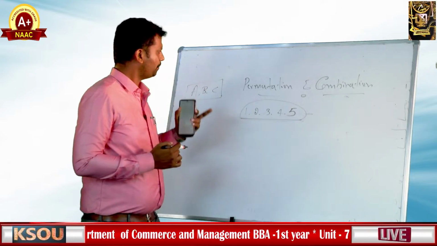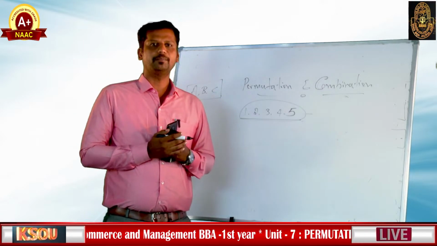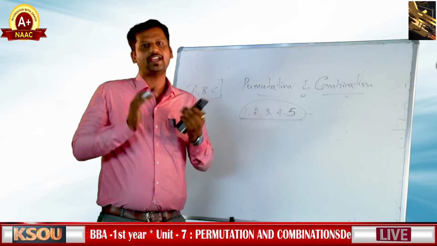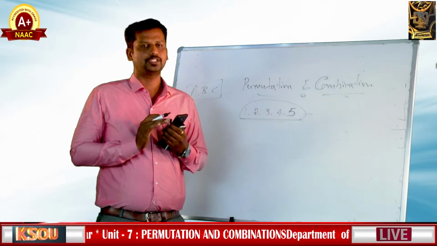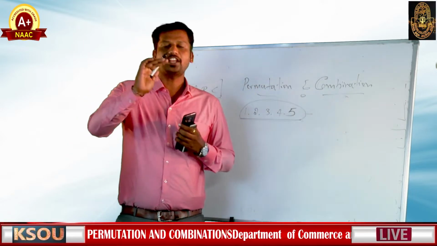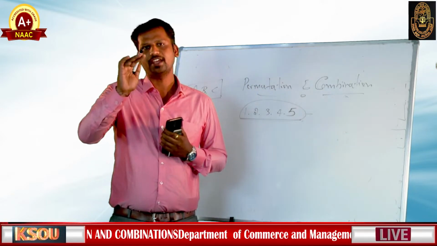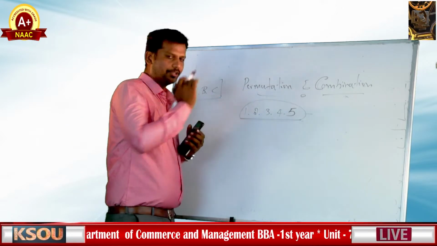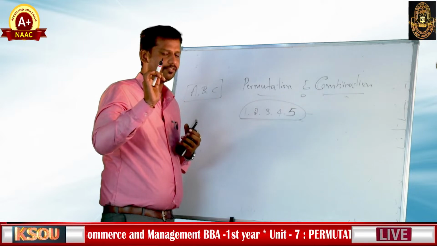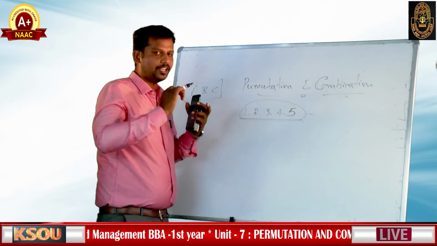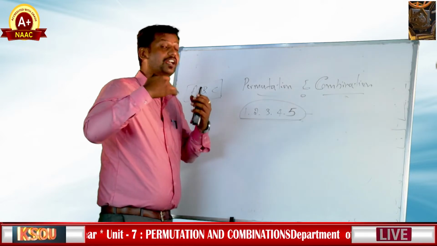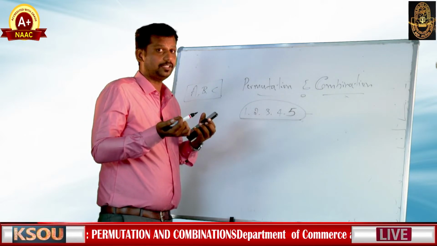Then what is the permutation, what is the combination? The permutation is nothing but an arrangement of elements, arrangement of objects. The combination means the selection of objects, a selection of elements. Now what is the permutation? That means arrangement of elements or arrangement of numbers. So how many times can we arrange the elements?